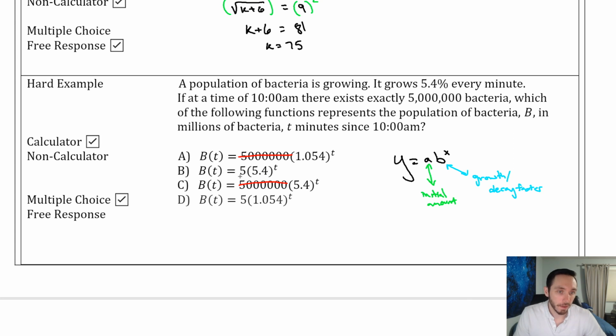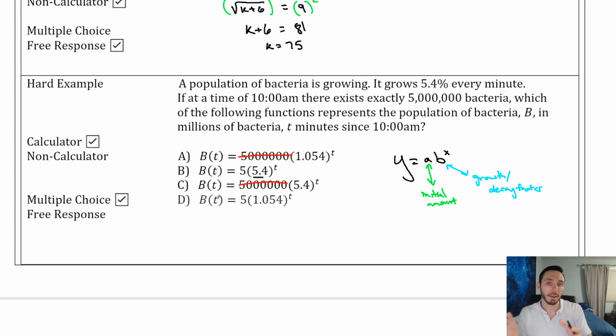We can either take this 5 million and multiply by 5.4 every minute, or take this 5 million and multiply by 1.054 every minute. Let's think about how percents work. If we're multiplying by 5.4 every minute, that is massive. That means that you're going up by a factor of a little over 5 times. That's 500% actually. If you're doubling, you're going up by 200%. If you're multiplying by 5, you're going up by 500% every time. Whoa, that is a bait option for sure.